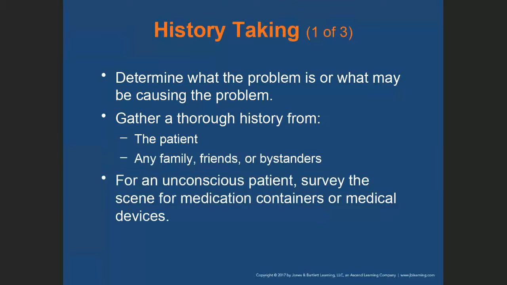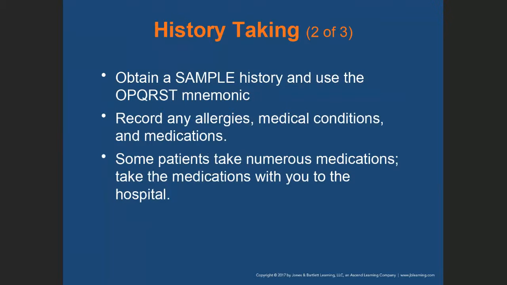History taking. Determine what the problem is or what may be causing the problem. Get a thorough history from the patient, any family, friends, or bystanders. For an unconscious patient, survey the scene for medication containers or medical devices. Obtain a SAMPLE history and use the OPQRST mnemonic.